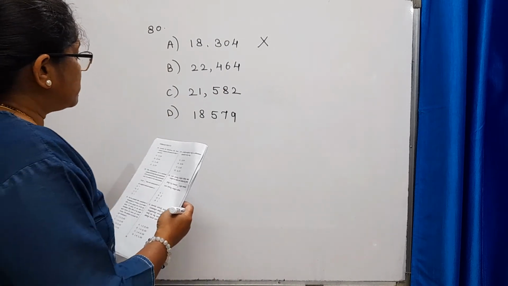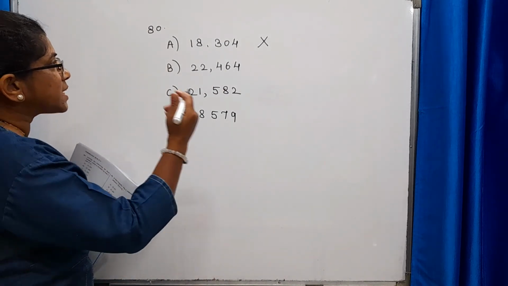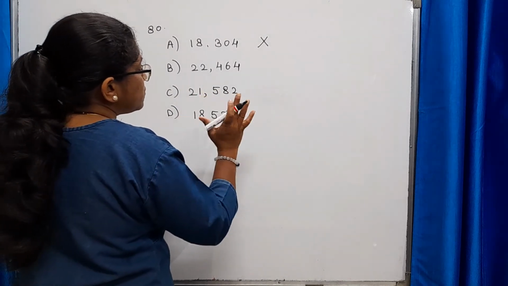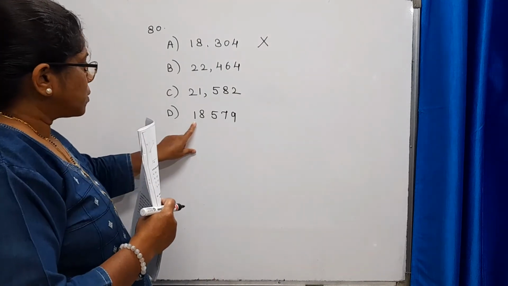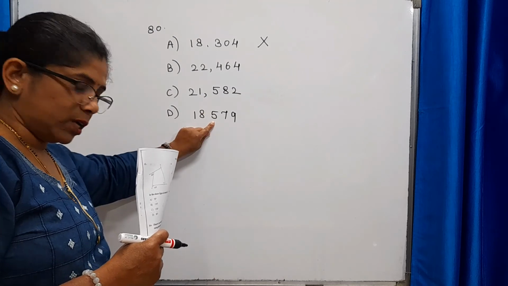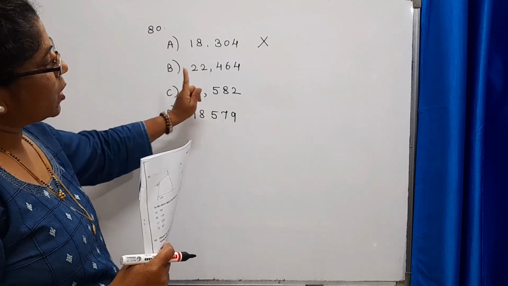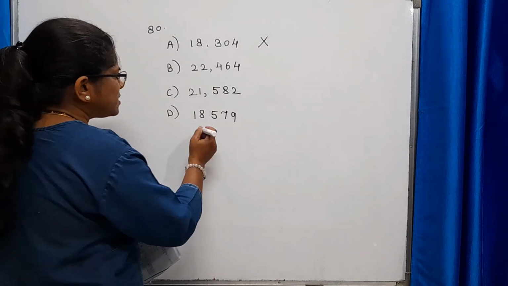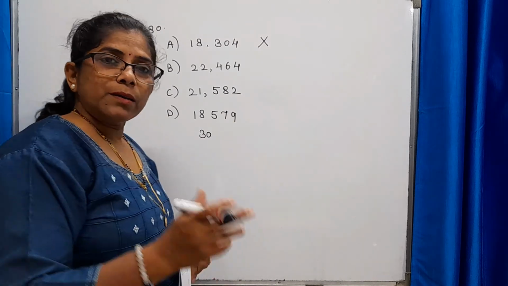Now let's move to the second option. Which is the second least number? This one, 18,579. Let's check whether it is divisible by 3. 1 plus 8, 9. 9 plus 5, 14. 14 plus 7, 21. 21 plus 9, 30. Yes, as the sum is 30, it is divisible by 3.